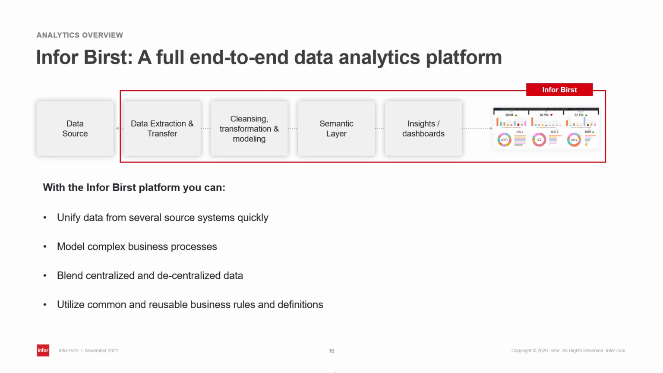Some of the key capabilities of the Birst platform are: you can unify data from several source systems quickly, creating a true 360 view of your business. You can model complex business processes using our powerful ETL capability. You can blend centralized and decentralized data, allowing business users to have personalized insights. You can also utilize common and reusable business rules and definitions, creating a semantic layer. This is crucial for self-service. Users need to be able to trust the data they're working with.